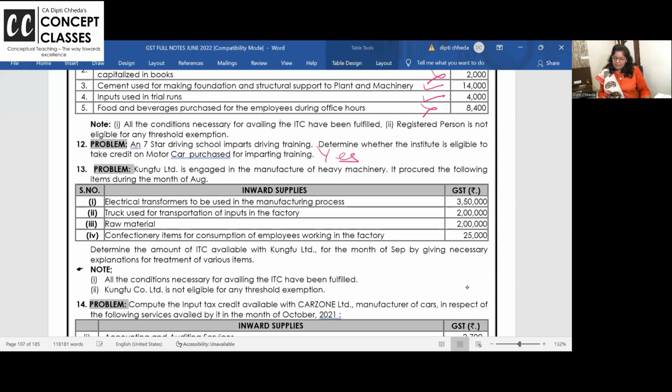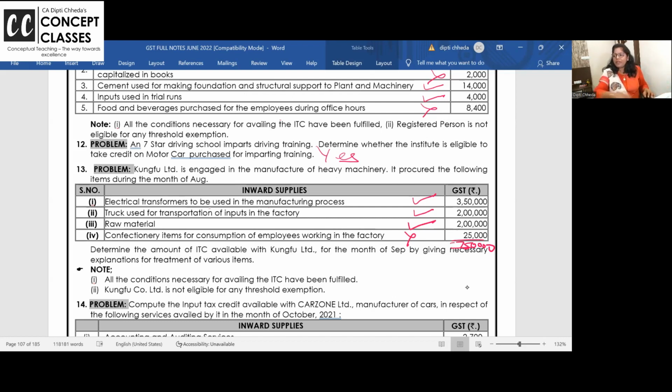Kung Fu is engaged in making machinery. चलो ये orally check कर दे. Electrical transformers used for the manufacturing process. Yes, allowed. Truck used for transport of inputs to the factory. Yes. So 13 is only for passengers. बाकी तो vehicle पे सब आ गया. Raw material, yes. Confectionery for employees, no. So 3 and 5, 7. 7,50,000 is the answer. Easy, clear to all of you?